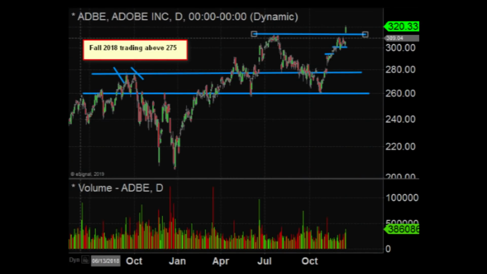As you can see in this daily chart, Adobe was only up about 12% from last fall's high, and therefore it makes sense based on strong year-over-year growth that it would be trading higher.